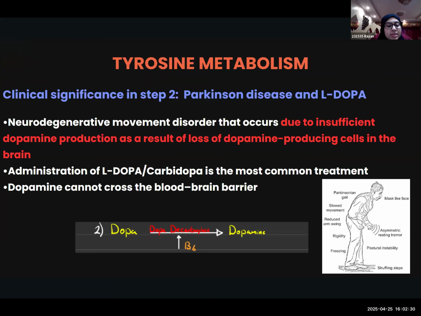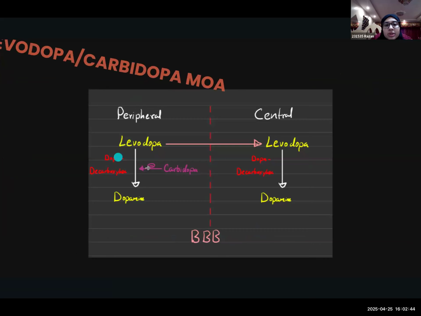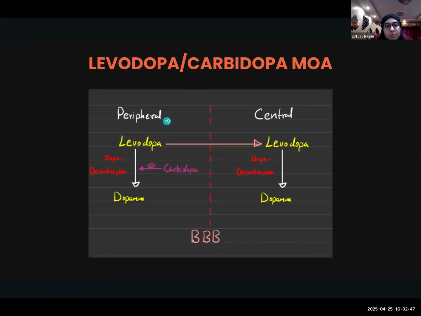Parkinson's disease, where there is a decrease in dopamine production in the brain, and we need to treat that. So how could we treat it? We treat it with L-DOPA and carbidopa. There is also an important point that we were asked about last year: why do we give carbidopa? We could just give levodopa, and levodopa is going to be converted into dopamine.